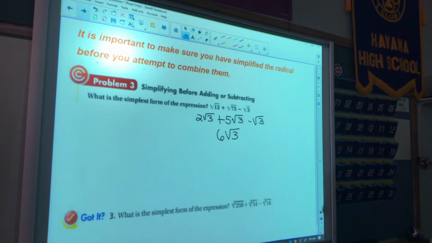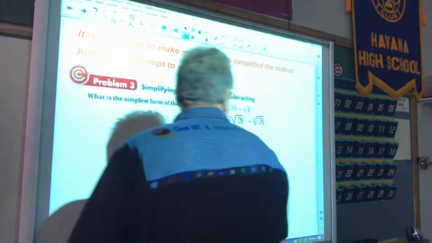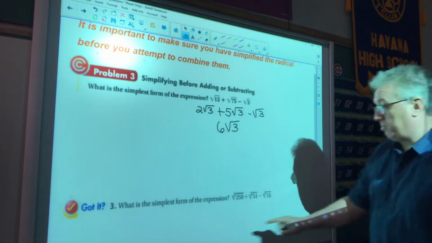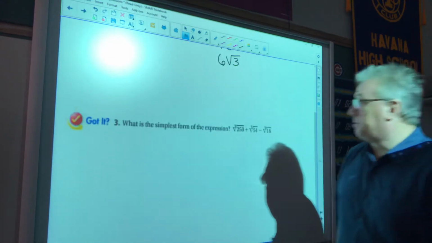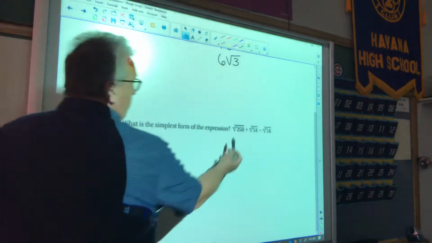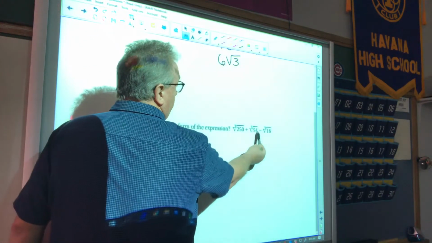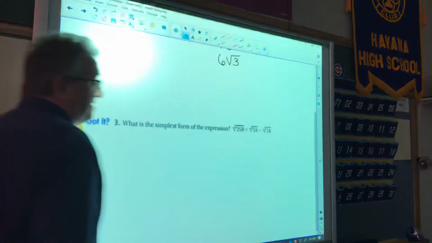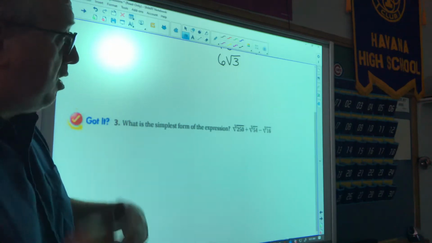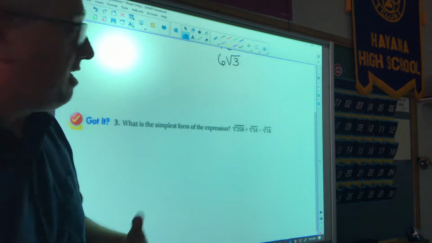Now if we look at this one here, see if I can raise this. Maybe you can see it a little bit better. All right, so let's take this one on. So we have cube root of 250 plus cube root of 54 minus cube root of 16. The indices are all the same, but the radicands are different. So we need to see if we can simplify those.